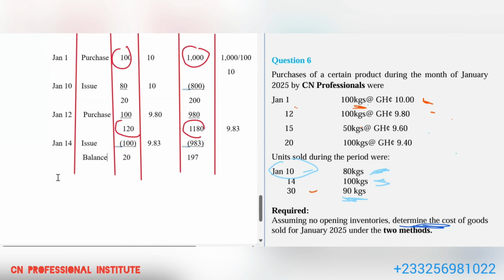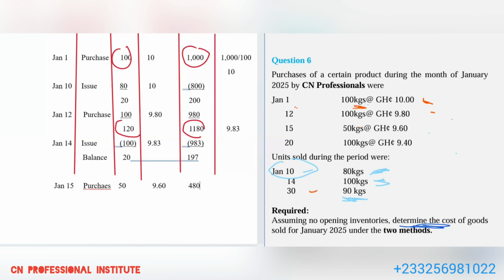Then let's go to January 15. So with January 15, our purchases, right? Purchases. How many units did we purchase? We purchased 50. The price is 9.60. And then 50 by 9.60 should give us 480.